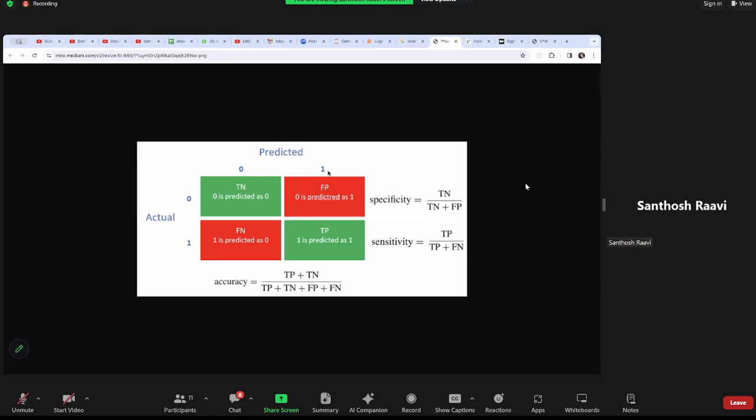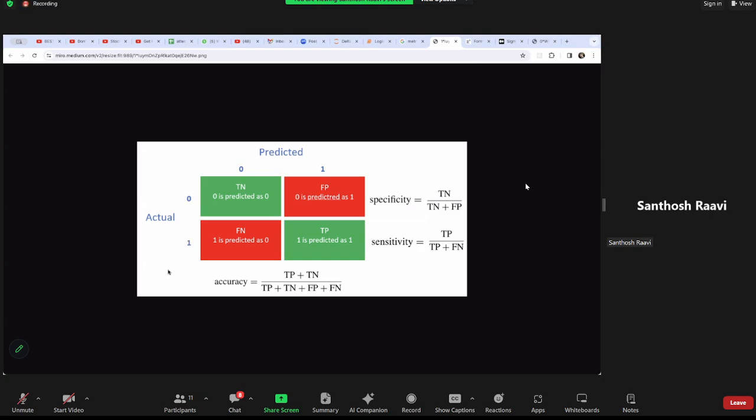Okay, and then you have 1 here. Actually, it is 0, but the model has predicted 1. It means it is wrongly predicted. Wrong prediction means false prediction. How has it predicted falsely? It has predicted falsely as positive, FP. 0 is predicted as 1, so a wrong prediction happened. Okay, FP.